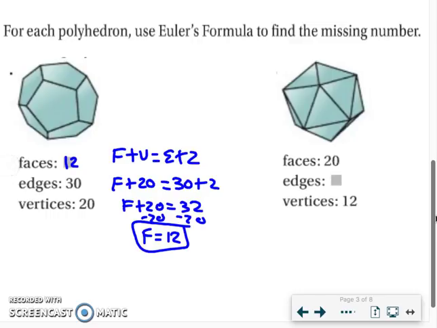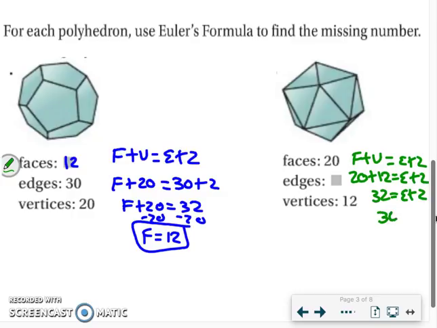Same situation over here. I don't know how many edges are on this, but I know that F plus V equals E plus 2. Some of the numbers are going to repeat a little bit for this example. I know that there's 20 and 12 of faces and vertices. That's equal to the amount of edges plus 2. So I know that 32 equals E plus 2, or 30 has to equal the amount of edges.